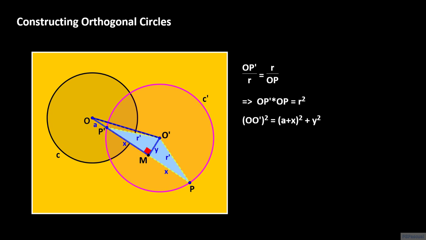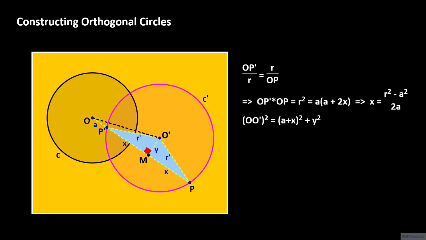In order to prove orthogonality between the two circles, we need to express OO prime in terms of the radii of the two circles, and so we need to express X and Y in terms of R and R prime. We turn to the inverse point relationship between P and P prime. OP prime is equal to A, and OP is equal to A plus 2X. Therefore, OP prime times OP is equal to A times the quantity A plus 2X, so that R squared is also equal to A times A plus 2X. And we find that X is equal to R squared minus A squared, all over 2A.